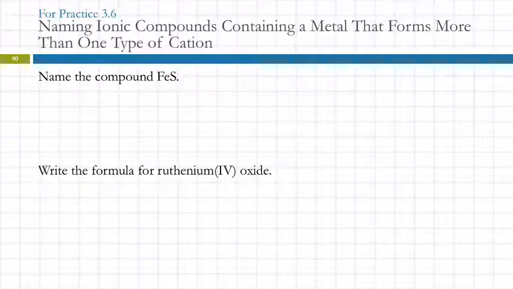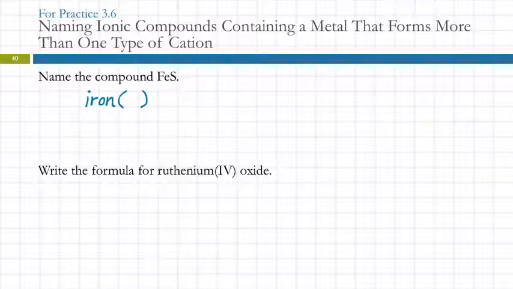Okay, let's name this compound. FeS. So 2 elements. We've got 2 ions. What's the name of the element whose symbol is Fe? Iron. Is iron in groups 1A, 2A, 3A, zinc, or silver? Nope. What does that mean? Needs a Roman numeral.